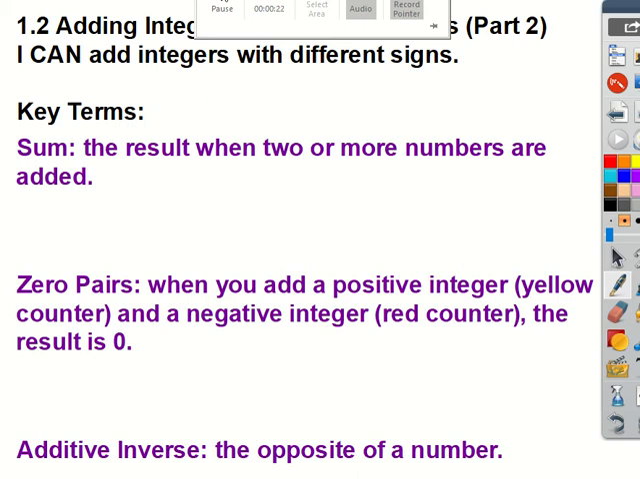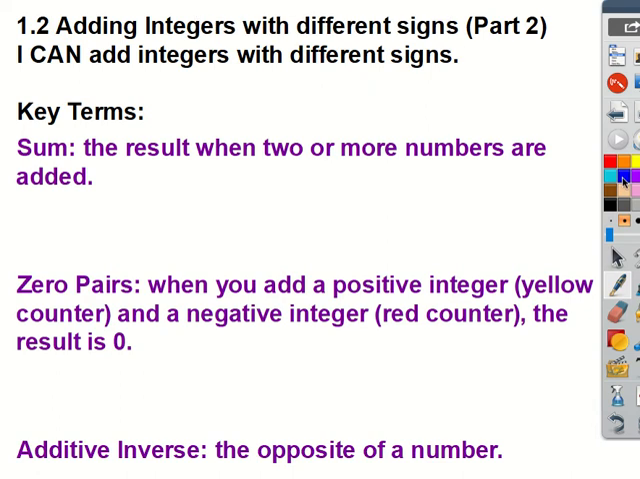Now, like I just said, in the key terms, this is your time because your note taker only says sum, 0 pairs, and additive inverse. So you may want to pause the video and write down these definitions before you hear me go through the examples so that you can make sure they're written down and then you pay attention to the examples.